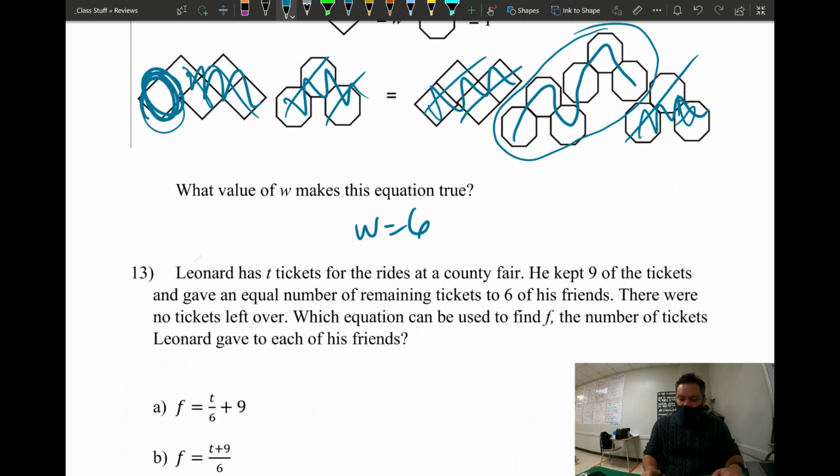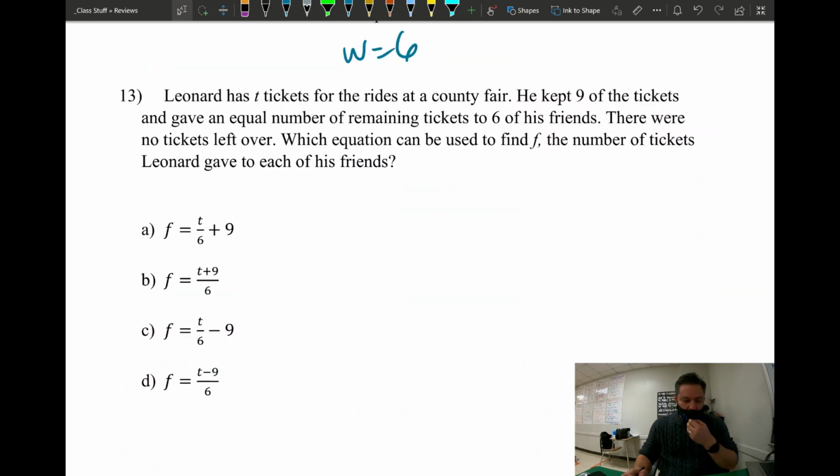Okay, number 13. Leonard has T tickets, so he has some tickets. We don't know how many. For the rides at a county fair. He kept 9 tickets and gave an equal number of the remaining tickets to 6 of his friends. There were no tickets left over. Which equation can be used to find f, the number of tickets the learner gave to each of his friends.